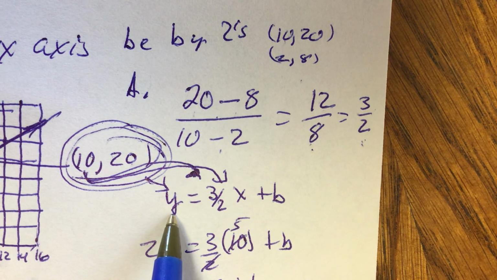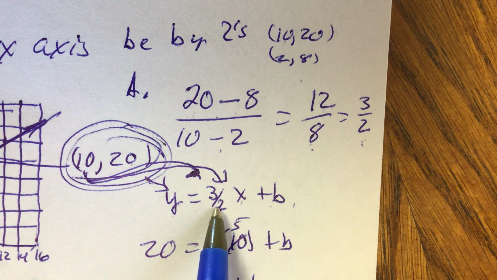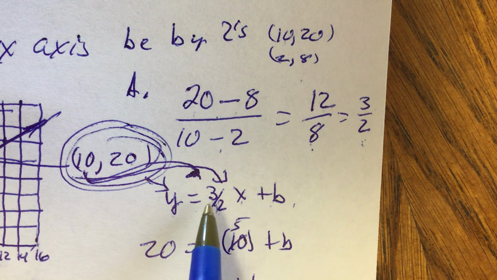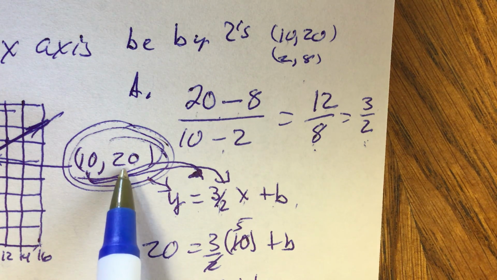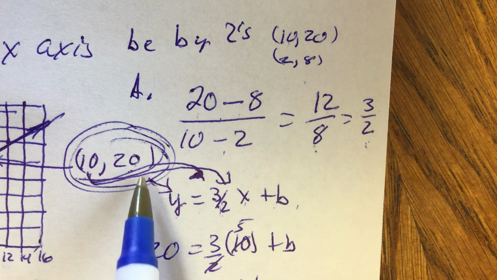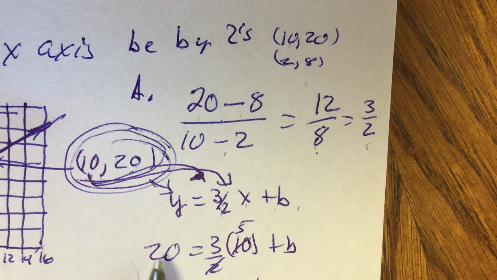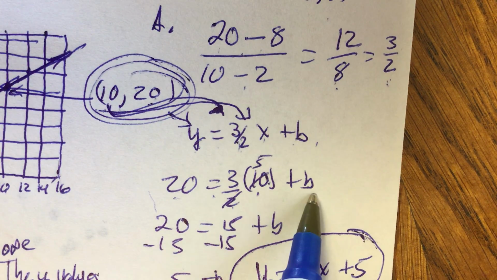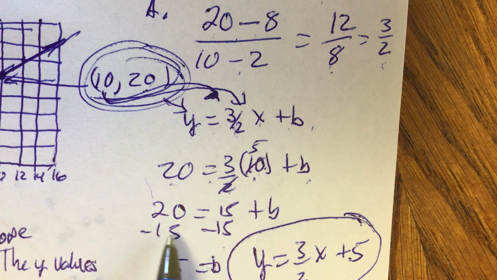So now I'm going to write the equation. Y equals 3/2 x plus b, with that slope being substituted in. Now I need to substitute in one of the points I chose. I could either use (2, 8) or (10, 20). Either one would work. I'm going to use the (10, 20) because I'm pretty good at multiplying by tens. So I'm going to put in the 20 for y and the 10 for x. So I put those in. 20 equals 3/2 times 10 plus b. Well, the 2 and 10 divide down to a 5. 3 times 5 is 15. I subtract 15 from both sides, and the y-intercept is b.